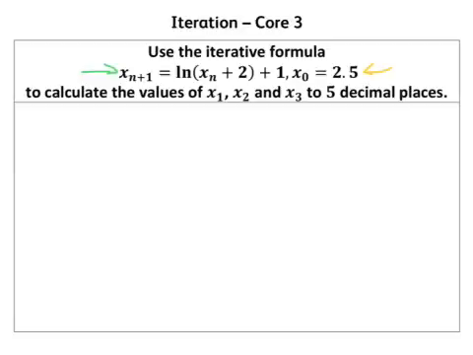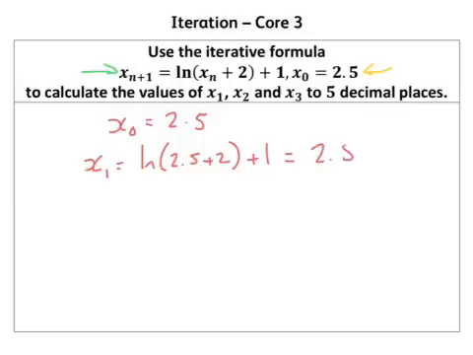Okay, so all we're literally doing, if we're given x0, which we are, x0 equals 2.5. Okay, x1 we calculate by doing ln of 2.5 plus 2 plus 1. Stick that in your calculator. It says to 5 decimal places. When I did it, I got 2.5, what is it, 0408. Now we need to use this, okay, in the next one.